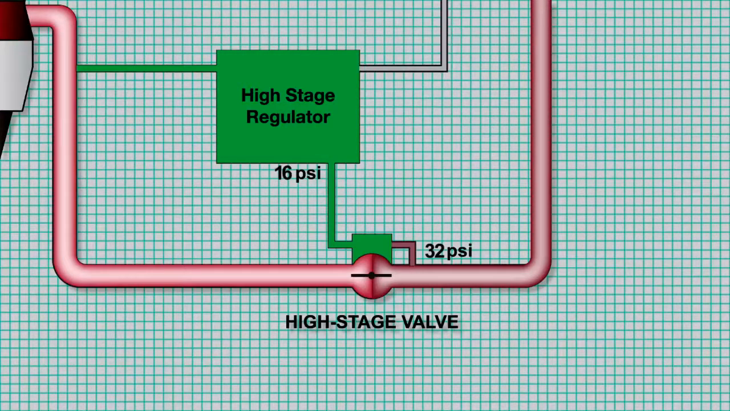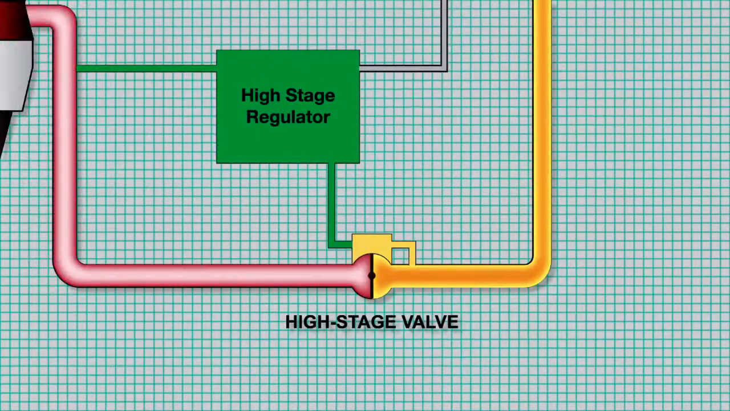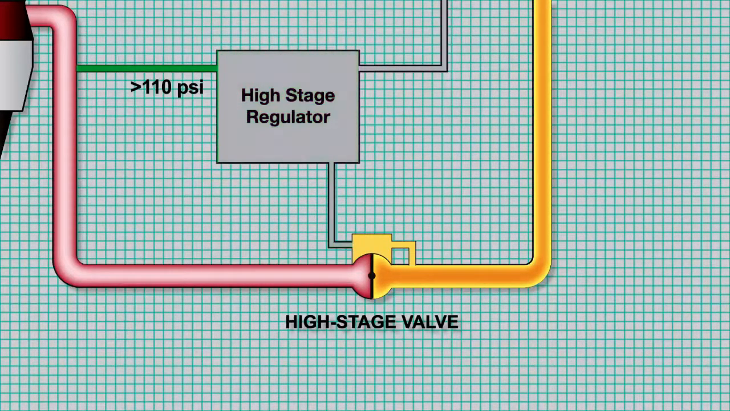When the downstream pressure is more than 32 psi, it overcomes the 16 psi control pressure, causing the HSV to move toward the closed position. This balance of forces regulates the 9th stage pressure in the system to 32 psi. If the ninth stage supply pressure goes to more than 110 psi, the overpressure function of the HSR cuts off pressure to the HSR to prevent damage.